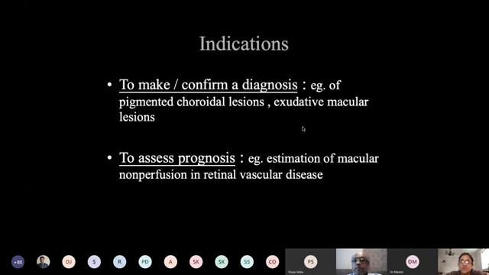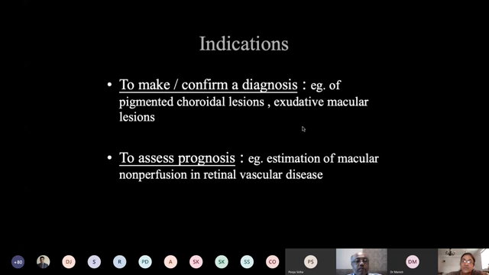For example, you are dealing with a retinal vascular disease, like a branch retinal vein occlusion. You want to see how this patient is going to fare in future. You want to see how the macular perfusion is. You can identify it very well on a fundus fluorescein angiography.